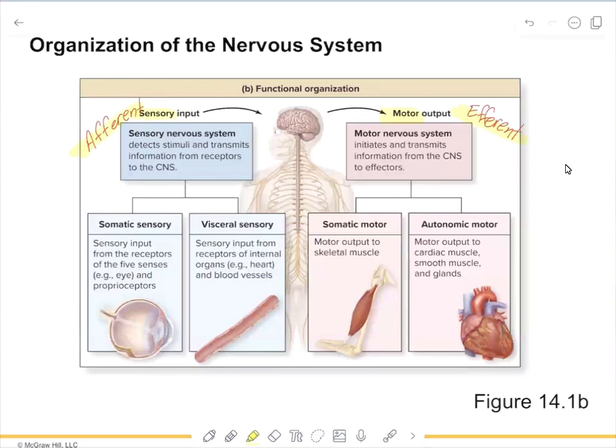So depending on where the information is coming from, it's either somatic sensory, which means it's essentially conscious sensory input from many of the different types of receptors. It could include the 5 special senses, general receptors, or proprioceptors. If it's non-conscious information, it's going to be sensory input coming from the viscera, which would be organs like the heart or blood vessels or other internal organs.